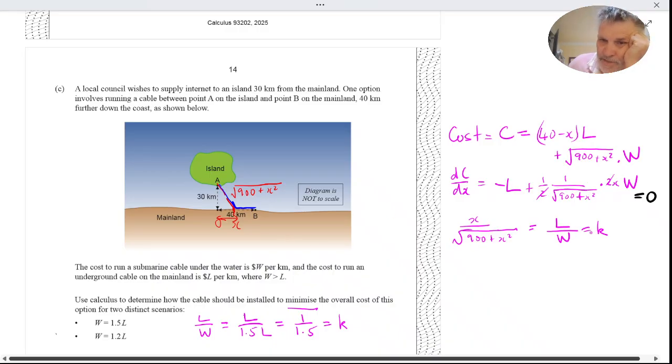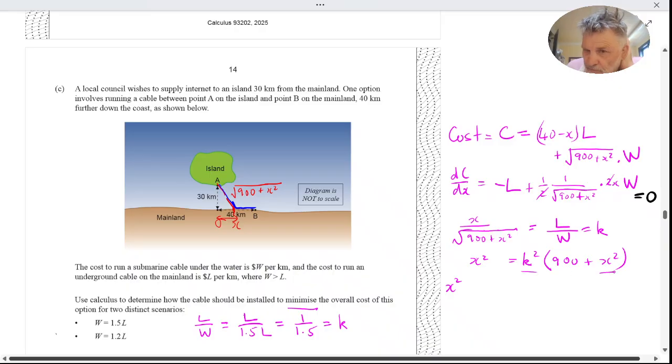And we've got to solve this. So we've got a square root. The way to solve these sort of things is to square everything. So you get x squared. Let's write that up here. We're going to get k squared times 900 plus x squared. So I got rid of the square root and multiplied it up on the other side. And we just get an x squared here.